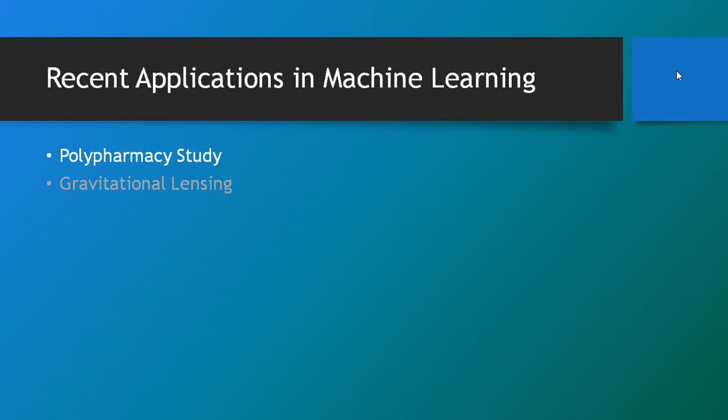Recent applications in machine learning. Machine learning has a variety of applications, not just in conventional computer science fields like recommendation systems or computer vision or robotics. It can also be applied in other fields as well. In this video, we will be discussing two of them, polypharmacy and gravitational lensing.